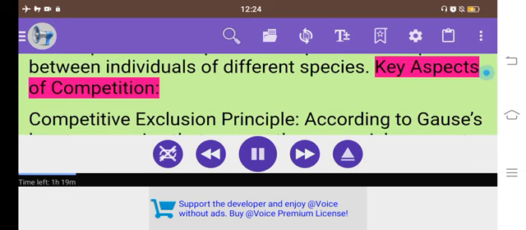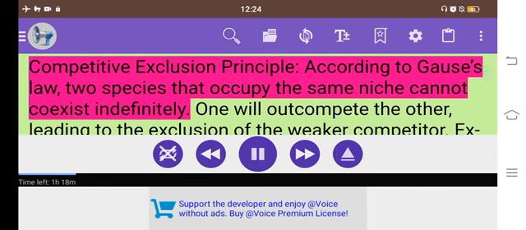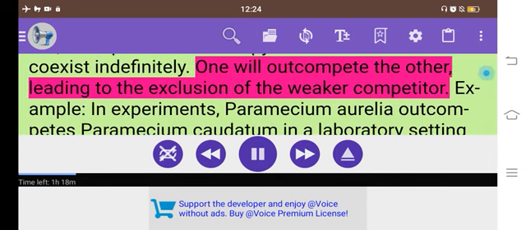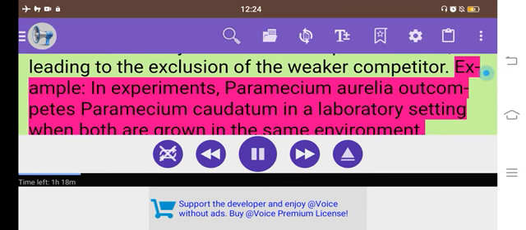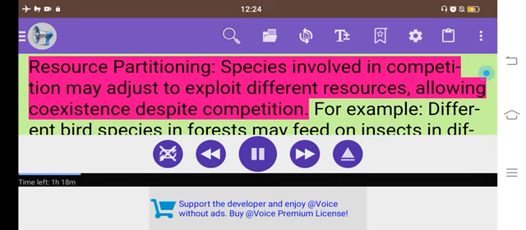Key aspects of competition. Competitive exclusion principle. According to Gause's law, 2 species that occupy the same niche cannot coexist indefinitely. One will outcompete the other, leading to the exclusion of the weaker competitor. Example: in experiments, Paramecium aurelia outcompetes Paramecium caudatum in a laboratory setting when both are grown in the same environment.